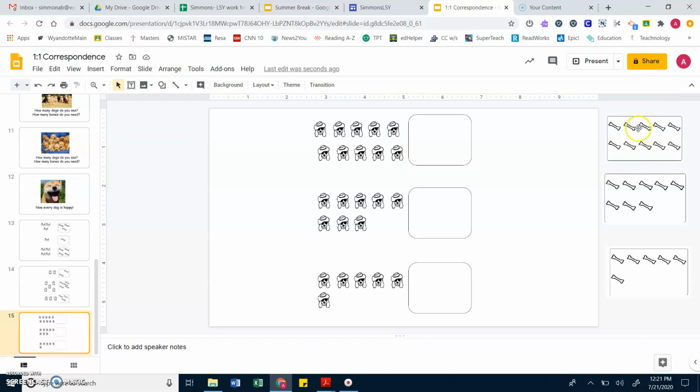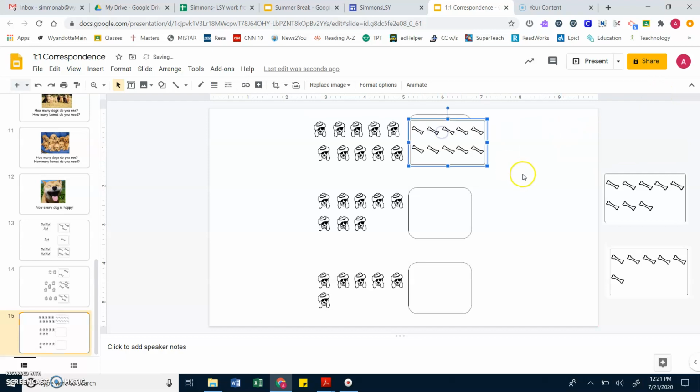So remember, 10 dogs means 10 bones. So each dog will get a bone. 1, 1, 2, 2, 3, 3, 4, 4, 5, 5, 6, 6, 7, 7, 8, 8, 9, 9, 10, 10. So there is 10 dogs and 10 bones. That was a big number, 10.